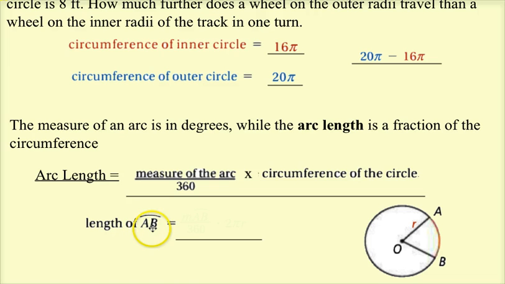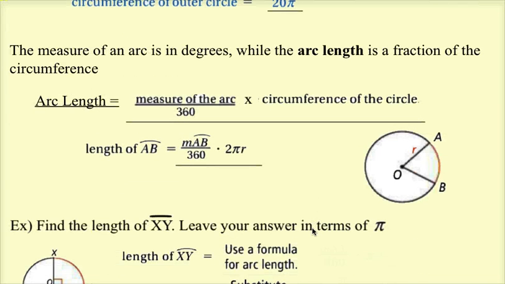So if I want to find the length of arc AB, I'm going to find the measure of arc AB over 360, because that's the fractional part it is, times 2 pi r. So the measure of arc AB over 360, because that's a full circle, so I'm really finding out what part of the circle that arc is, and then I'm timesing that by the circumference.